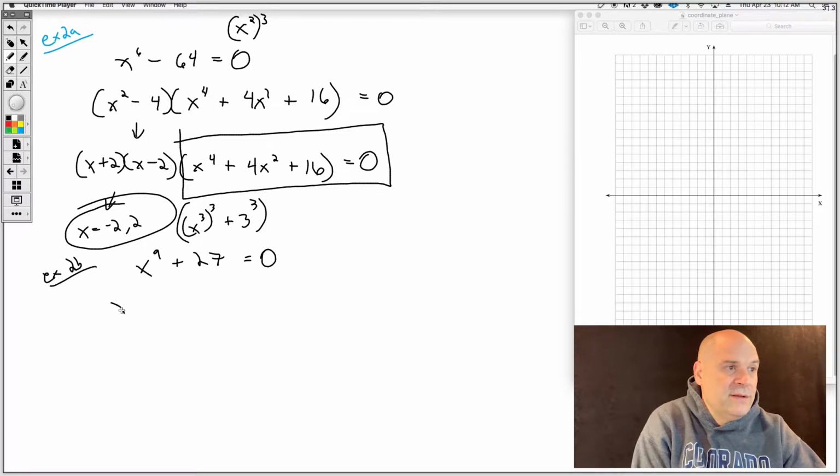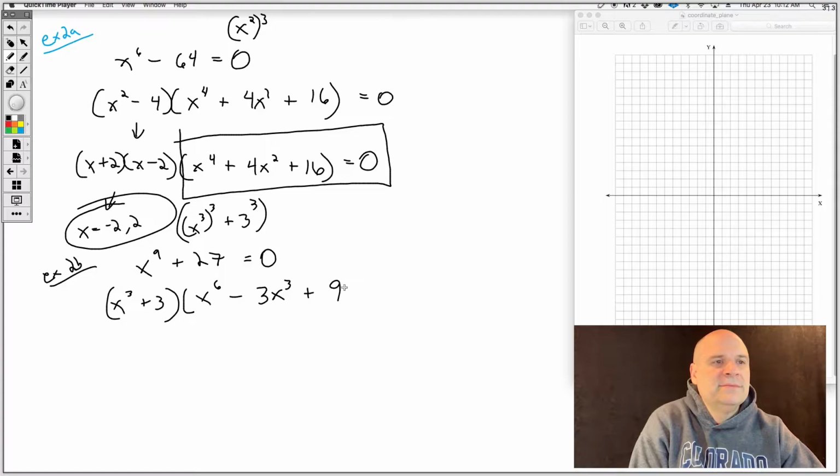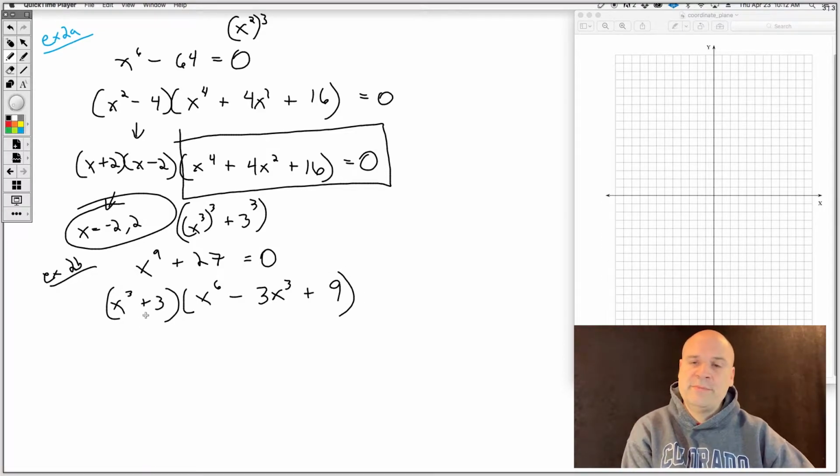So we have our cubed roots all times our cubed root squared. So this would be x cubed squared, which would be x to the 6th minus the product 3x cubed plus the square of 3, which is 9. Okay? All right, well, this is kind of a sum of 2 cubes.